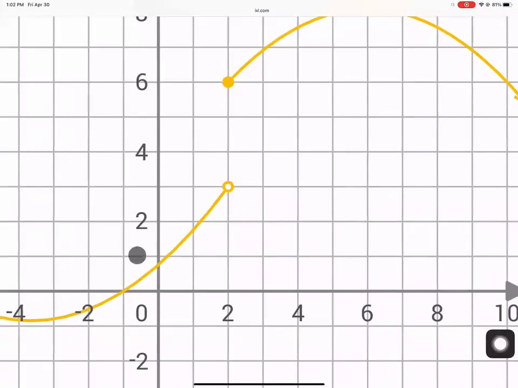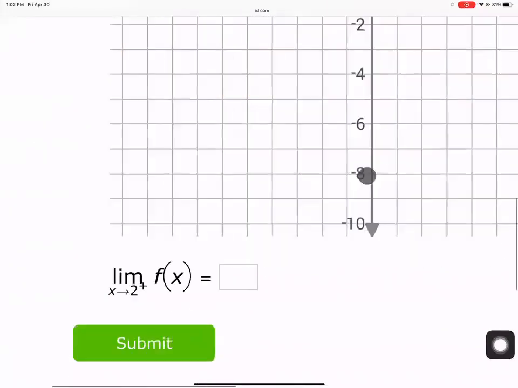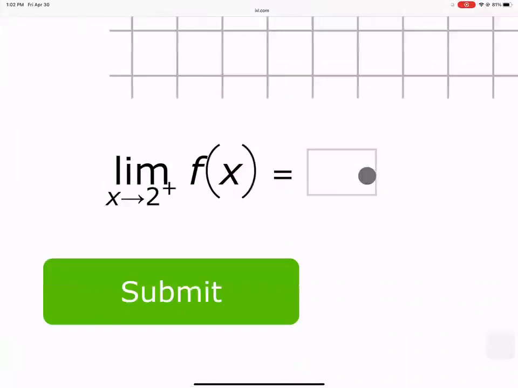The left side says 3 and the right side says 6. Do they have agreement? Do they have any clue what the elephant looks like? Nope. So what is the question here? The question is specifically the limit as x approaches 2.